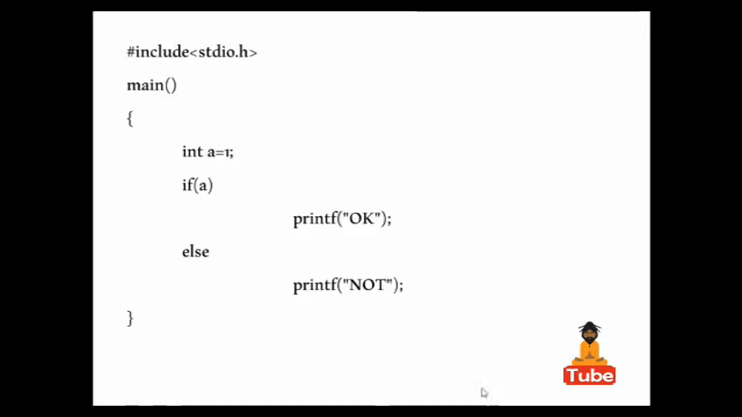As you can see here, the value of int I have taken is 1, and 1 is non-zero, so this program will print OK. And in this program the value of a is 0, that's why the result of a will be 0, and if it is 0, then the else block will execute and the output will be not.